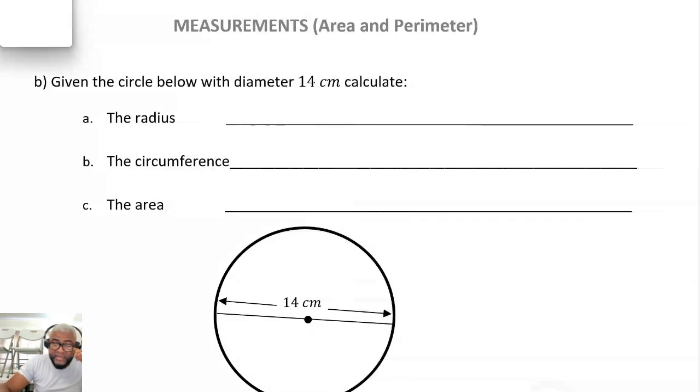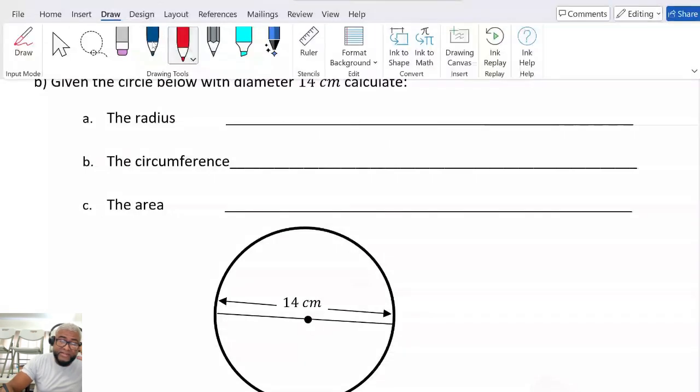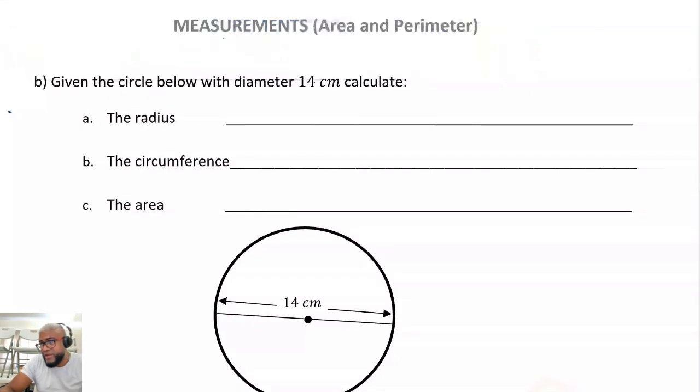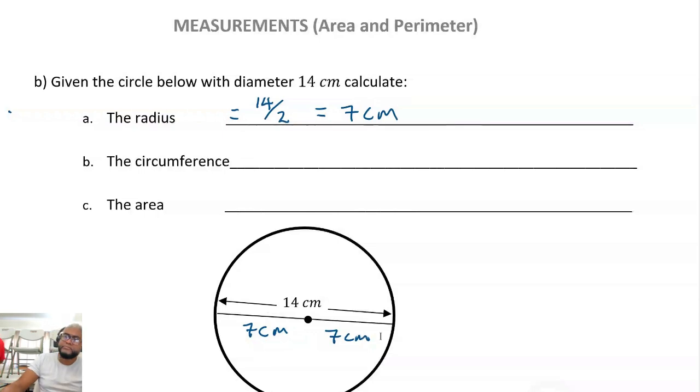They told us that the diameter is 14 centimeters, but remember I told you all that diameter is like 2 radius, right? So what would my radius be here, Priya? 14 divided by 2. Right, so my radius would be equal to 14 divided by 2, which will give me 7 centimeters, right? So you have 2 radii here actually, one on the side, one on the side. 7 centimeters, 7 centimeters, right? You good there? Yes, sir.